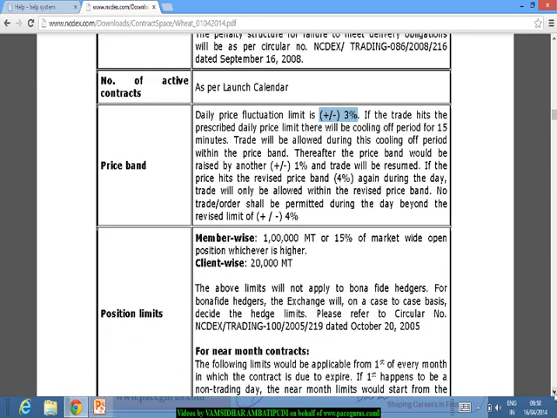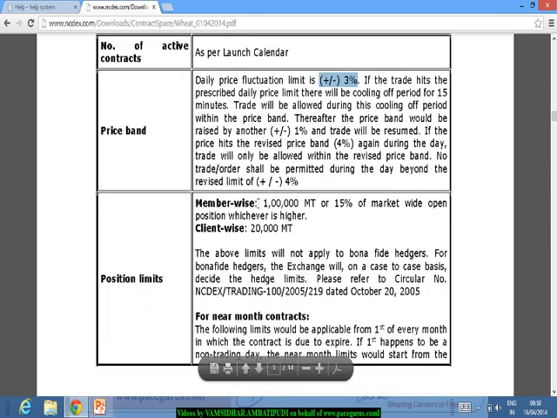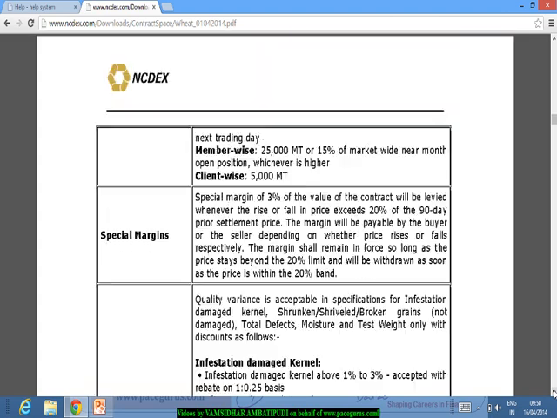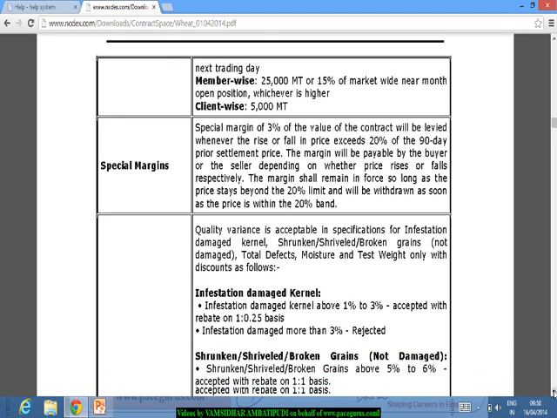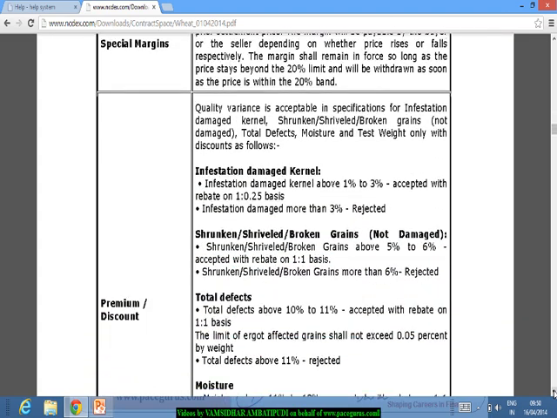All these things, position limits: member-wise it is 100,000 metric tons or 15% of the market-wide open position, whichever is higher. Any particular member cannot have more than that. And client-wise only 20,000 metric tons is the maximum limit. So the limits are very clearly specified.